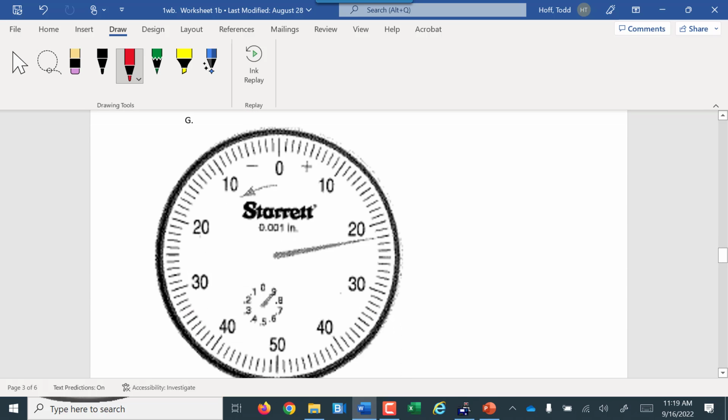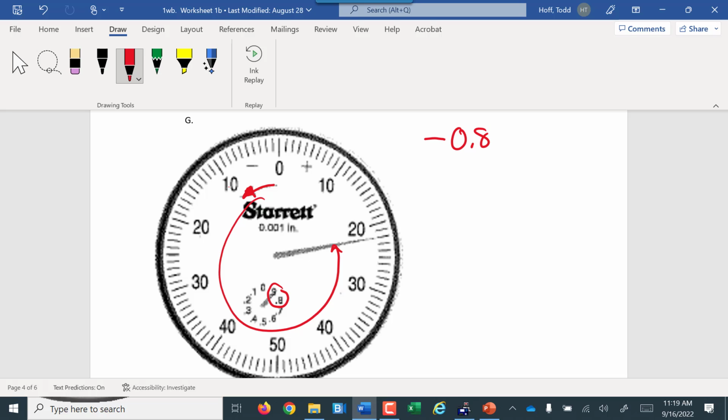This one's an inch one. The needle has gone this way. So this is deviated negative. This is between 0.8 and 0.9. Do we know if it's past 0.9 yet? It's gone all the way around and it's not quite back to 0, so it's not quite to the 0.9. So it's 0.8.